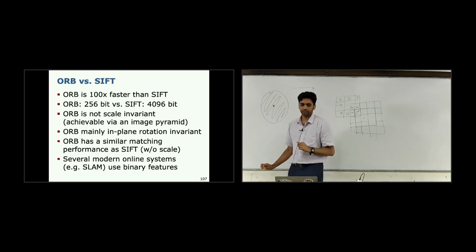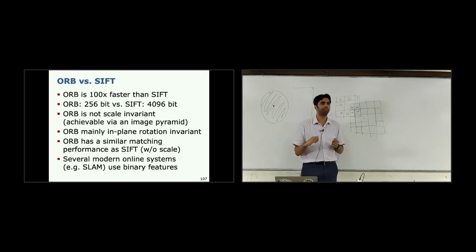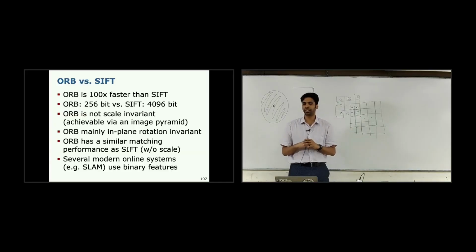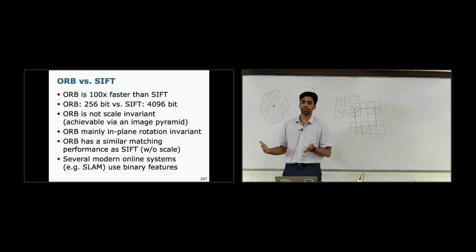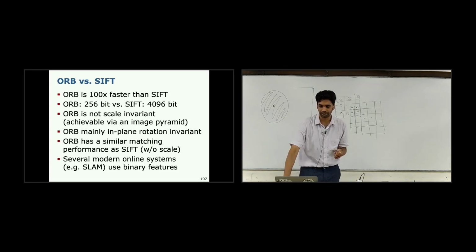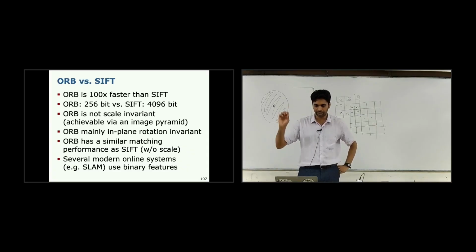So just to do a quick summary, in practice, ORB is about 100 times faster than SIFT. Like I said, for most of the images we will see in the example, SIFT takes about 1 second per image for feature computation. So this is 100 times less. That's 10 milliseconds instead of 1 whole second, which basically means you can process 100 images in the time that you would have processed just one with SIFT. It's smaller, so ORB is just 256 bits, whereas SIFT is 4096 bits when you convert the float values out to bits.